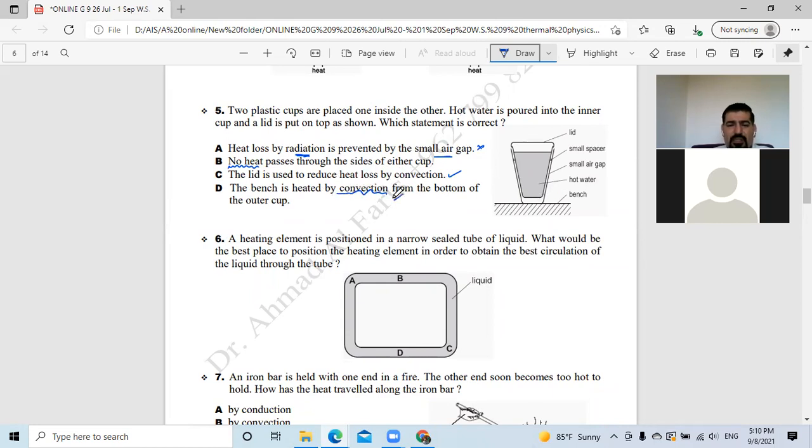It cannot be heated like this unless it's on the top. So the correct answer is C.